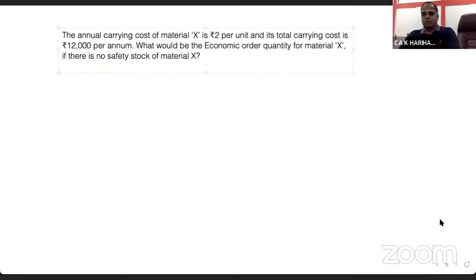Annual carrying cost 2 rupees per unit. Total carrying cost 12,000 per annum. Economic ordering quantity, how to compute? Find EOQ. Simple question, you know.